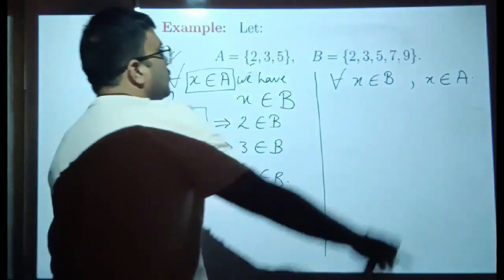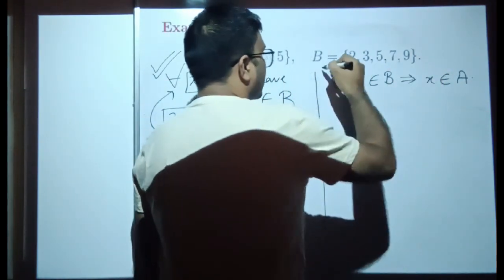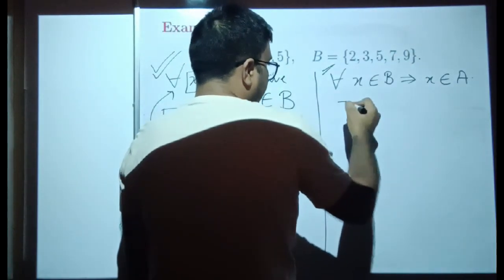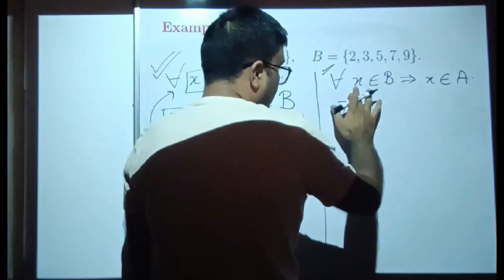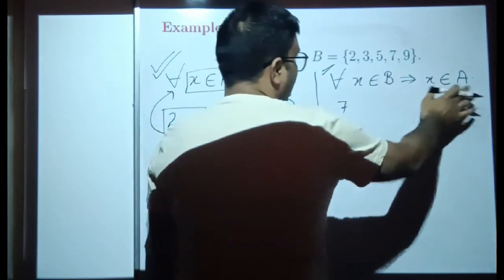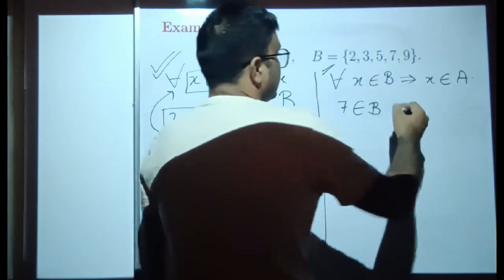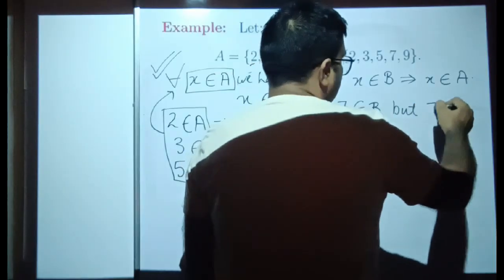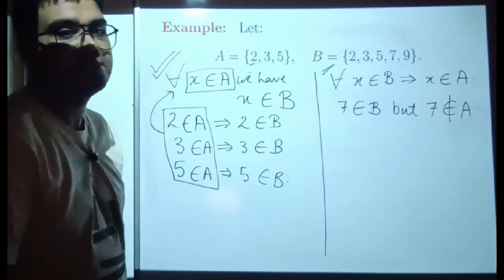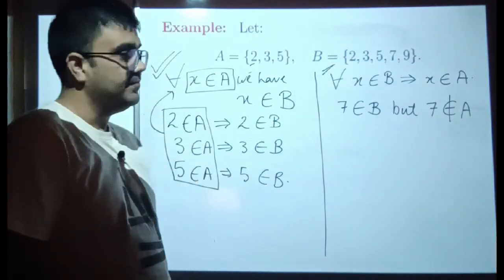If I am talking about for all x belongs to B, x belongs to A, I am talking about whether this statement is true or false. Now consider the element 7. For 2, 2 belongs to B, 2 belongs to A. 3 belongs to B, 3 belongs to A. 5 belongs to B, 5 belongs to A. But 7 belongs to B, but 7 does not belong to A. 7 is an element in the set B which does not belong to the set A.